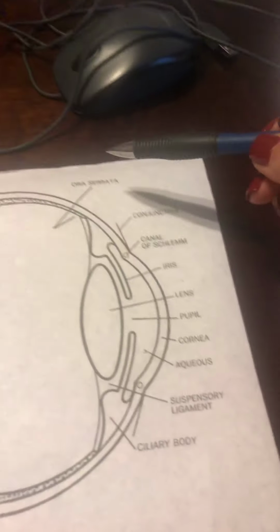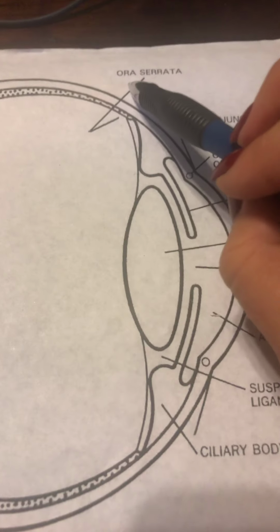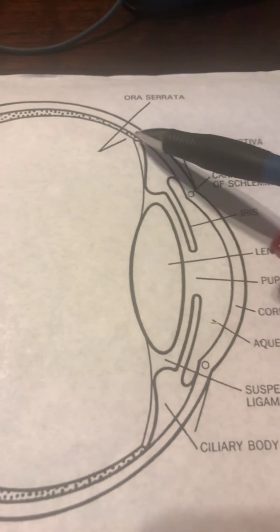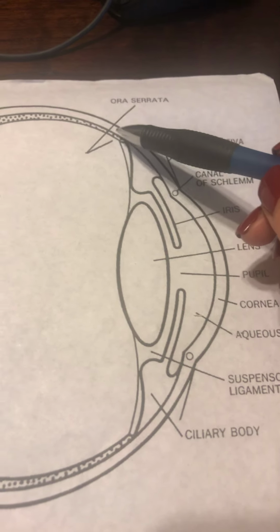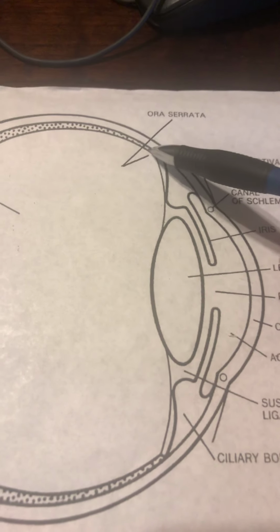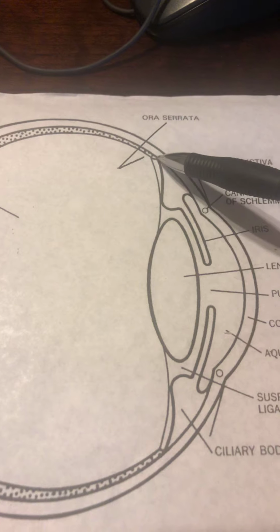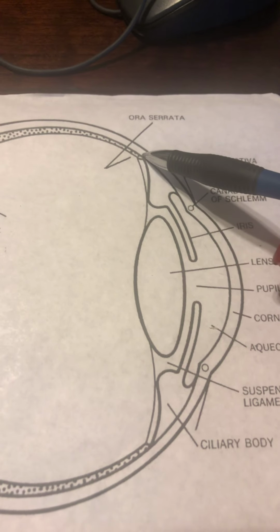All right, so we're gonna kind of move back here. Right here is the ora serrata, and it's pretty much the area of the inner eye where you'll see the retina starts to end here, and the choroid layer of the eye can be seen.